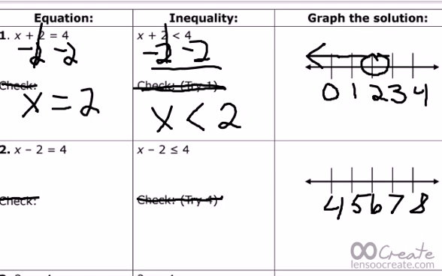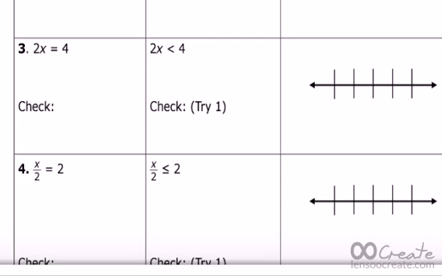Okay, so number 2 then is basically the same thing. Go ahead and do number 2 on your own and then graph the solution. Very good. So for number 3 now, we're looking at 2x equals 4, and then 2x is less than 4 for the inequality. The graph, we'll fill the numbers in after we're finished.